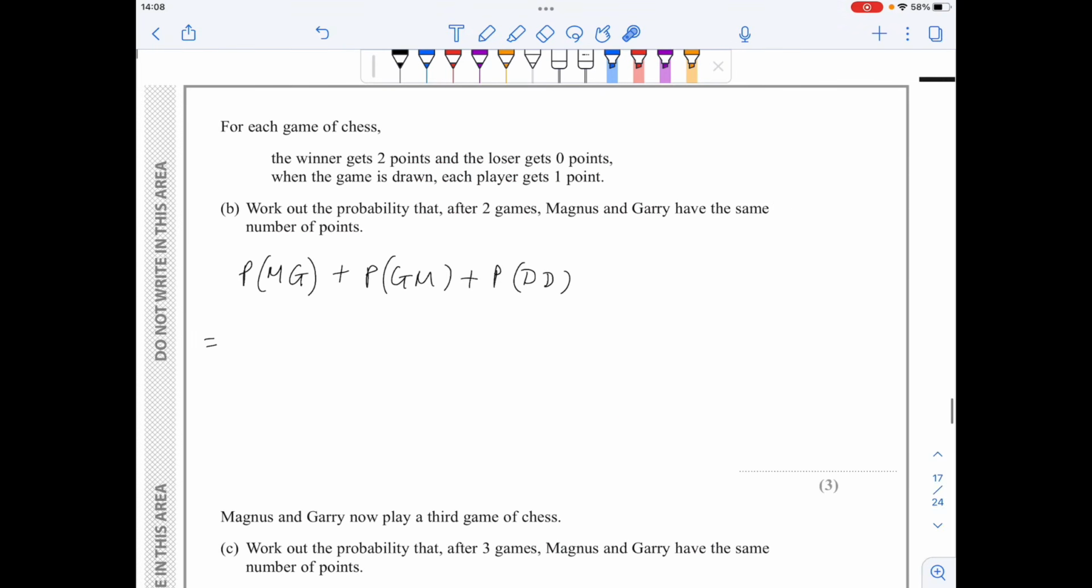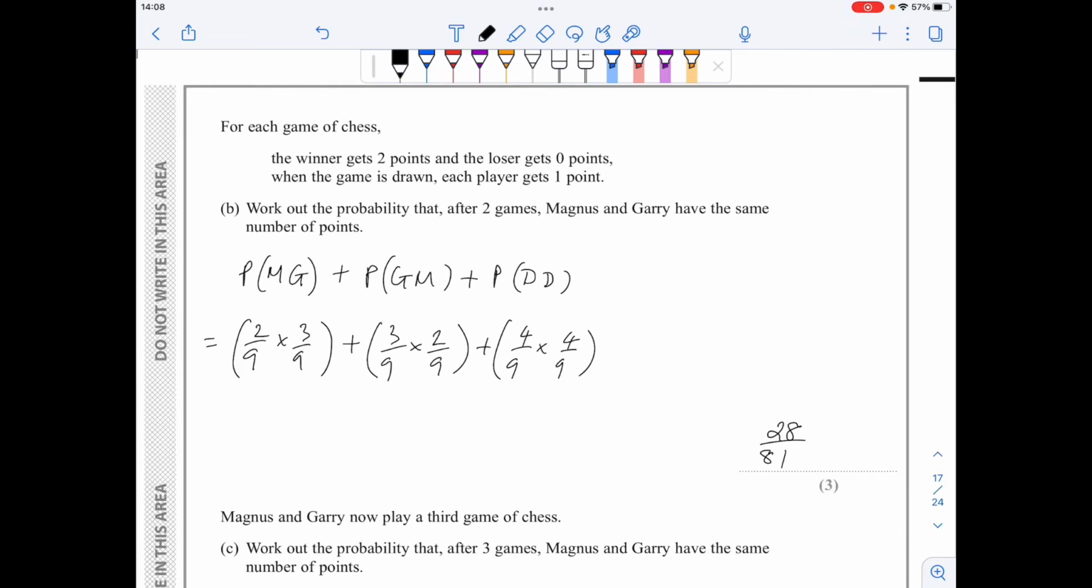So let's write this down. I've got 2/9 times 3/9 plus 3/9 times 2/9 plus 4/9 times itself. You put this on the calculator, you will get 28/81.